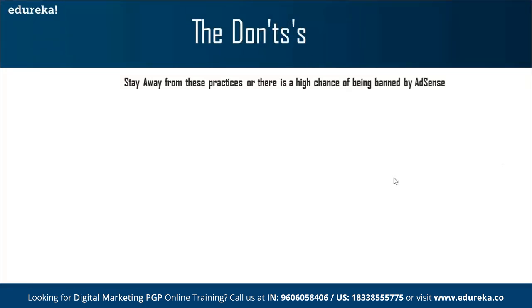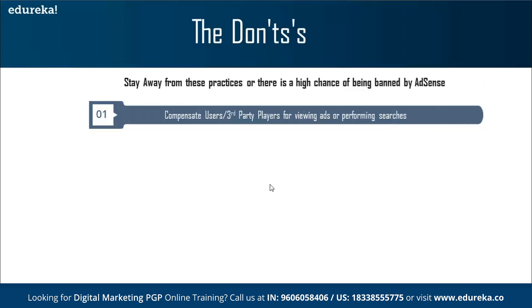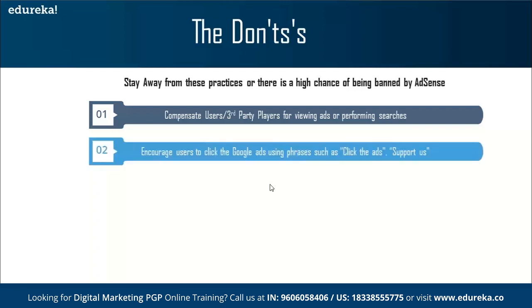It is important to understand the don'ts rather than the do's. So now that we know the do's, we need to understand the don'ts. First, never try to compensate users or third-party players for viewing ads or performing searches. If Google comes to know that you are doing it, then there is a high probability that your site and your account will be banned. Never ever encourage users to click Google ads using phrases like click the ads or support us.